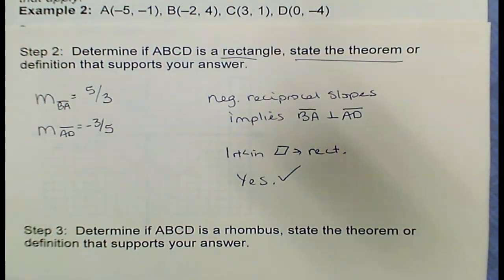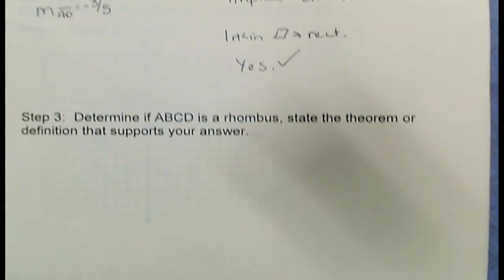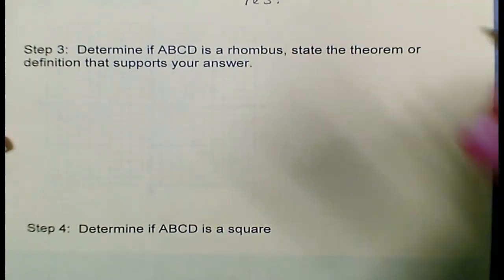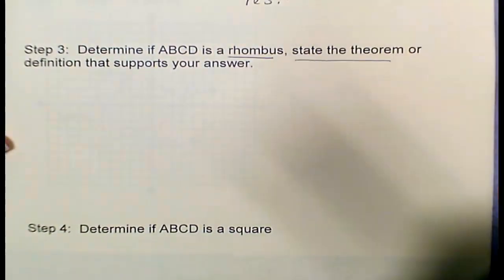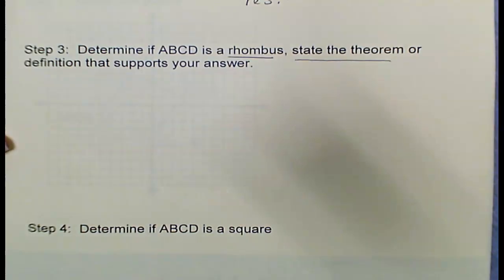Let's look at step 3. So we were able to show this was a rectangle. Now we need to show it's a rhombus. So determine if it is a rhombus. State the theorem or definition that supports our answer.